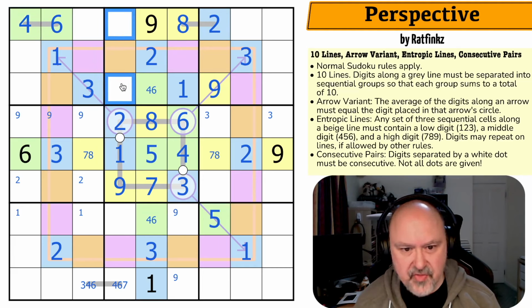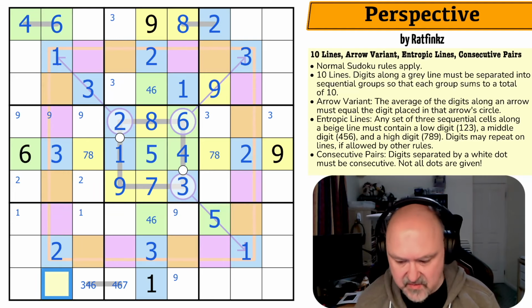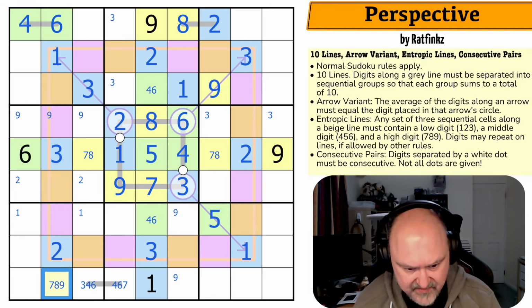Three is in one of those two. This is a middle digit, and there's two other middle digits. This is a high digit. So whether green is orange or purple, I've got all three of the middle digits. This is a high digit now. So it's 7, 8, 9.